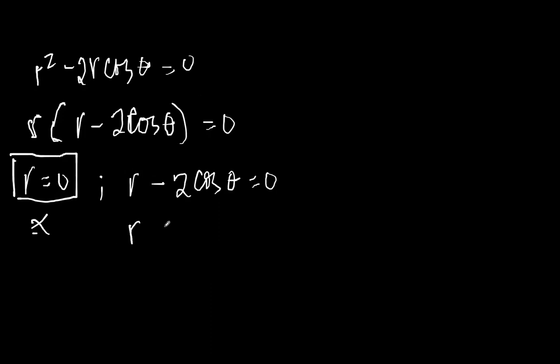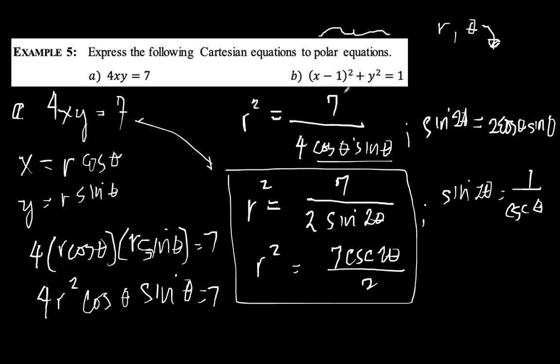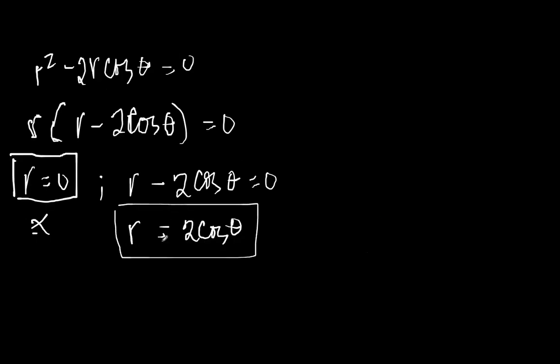So our equation now in polar form is r is equal to 2 cosine theta. And this is now the equivalent equation of the given Cartesian equation in polar form. So this is now our final answer, all right? And I hope you got it correctly.